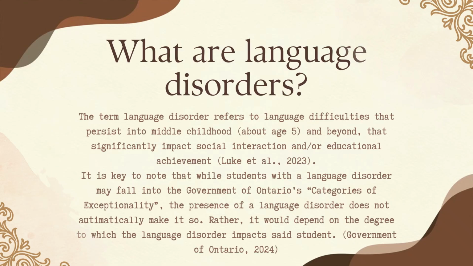Firstly, what are language disorders? So the term language disorder refers to language difficulties that persist into middle childhood, which is about age 5, and continue beyond. These difficulties significantly impact social interaction and/or educational achievement. And I wanted to highlight that while students with a language disorder may fall into one of the categories of exceptionality, the presence of a language disorder does not automatically make it so that they have an exceptionality. Instead, it would depend on the degree to which the language disorder impacts said student.